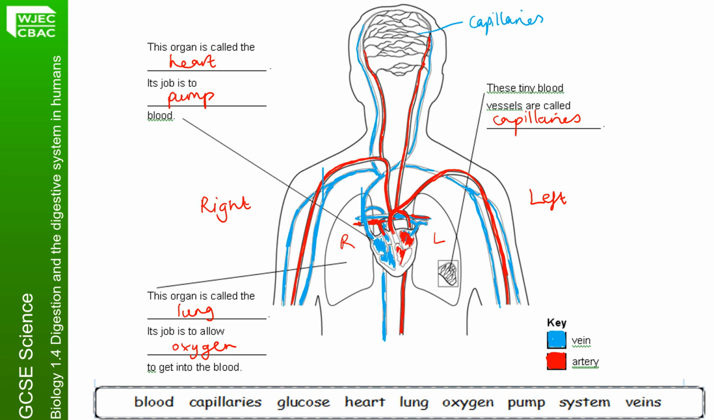So you can see this side of the heart, the left side, contains blood containing lots of oxygen. The right side of the heart contains blood containing very little oxygen. So hopefully you've labelled that up. Pause the video to give yourself a chance and make sure you've coloured those in, probably a lot neater than I have, on that diagram.